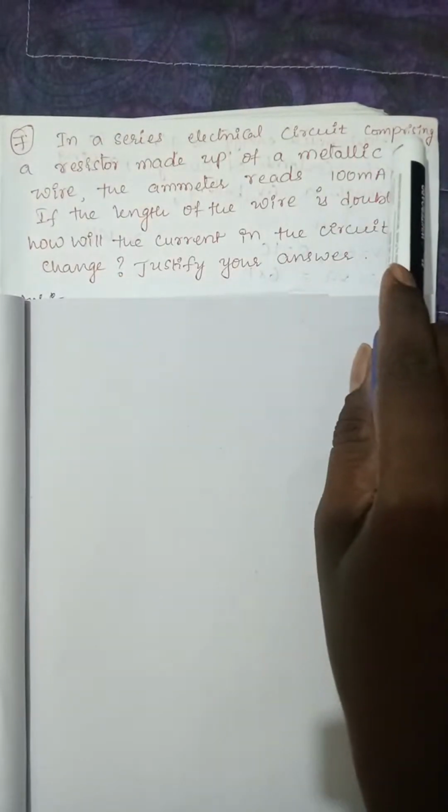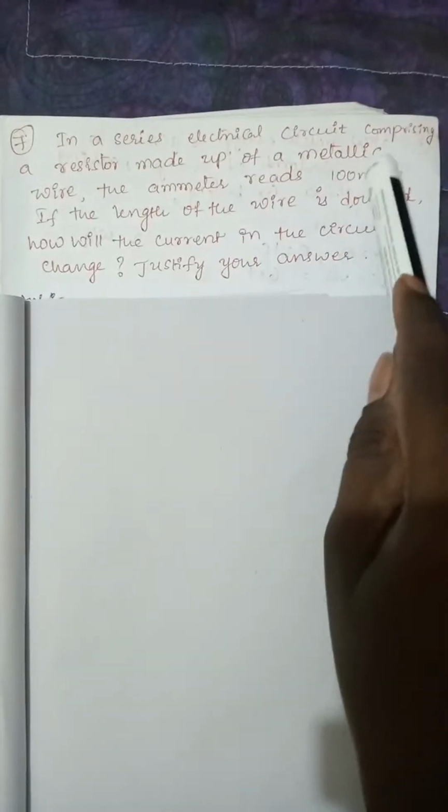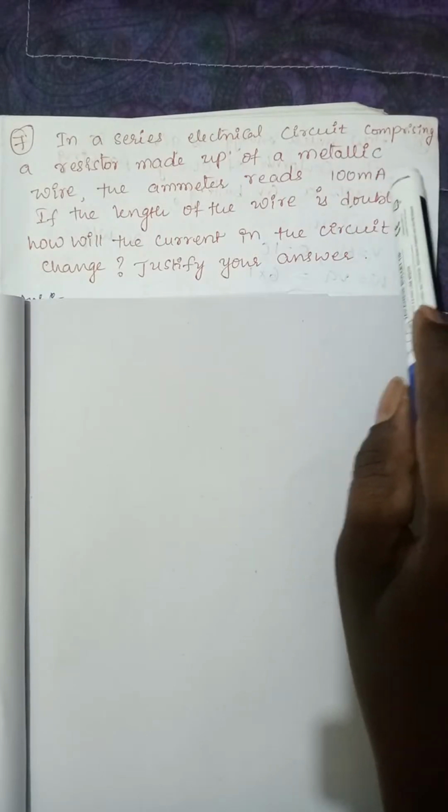In a series electrical circuit comprising a resistor made up of metallic wire, the ammeter reads 100 milliampere. If the length of the wire is doubled, how much does the current in the circuit change? Let's take this question as homework. We'll see how many people will tell the answer.